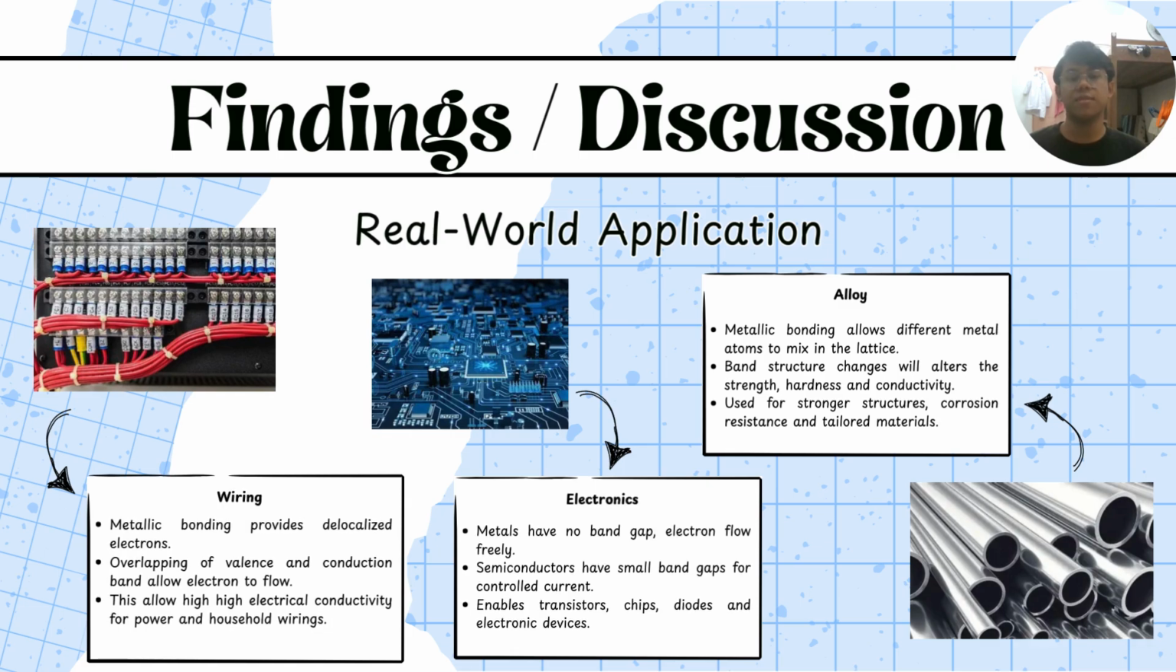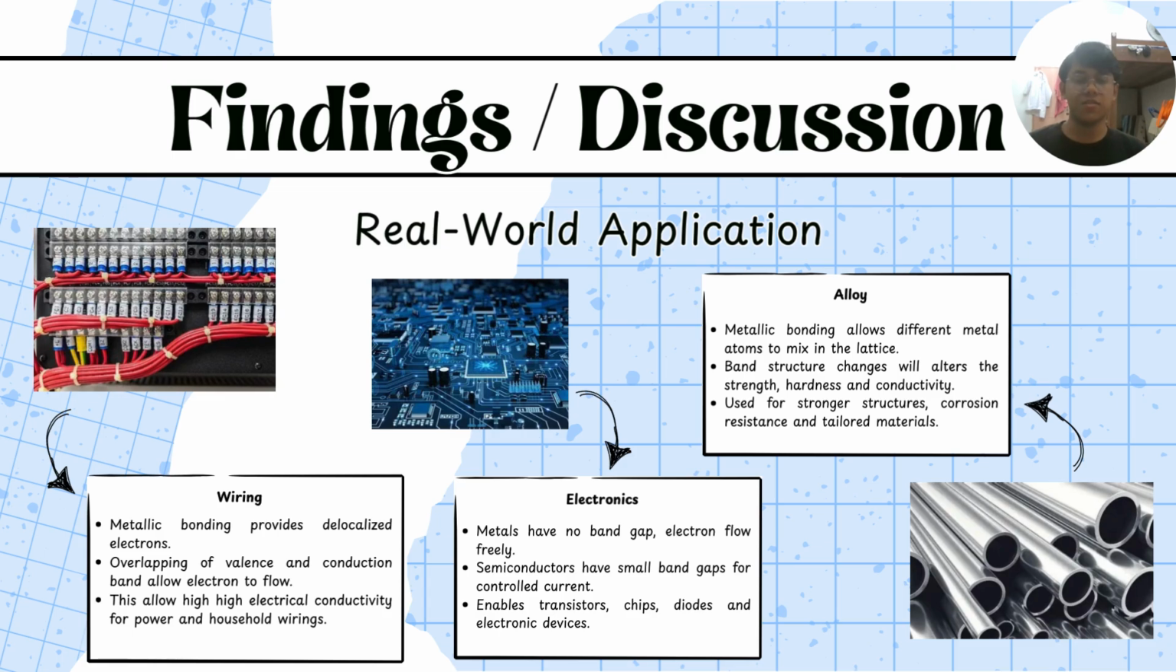Heading on to real world applications. So we have many of them. For example, we have wiring. So how does it work? Wiring works when metallic bonding provides delocalized electrons. Metals such as copper have an overlapping of valence and conduction bands that allows electrons to flow. So this will allow a high electrical conductivity for power and household wiring.